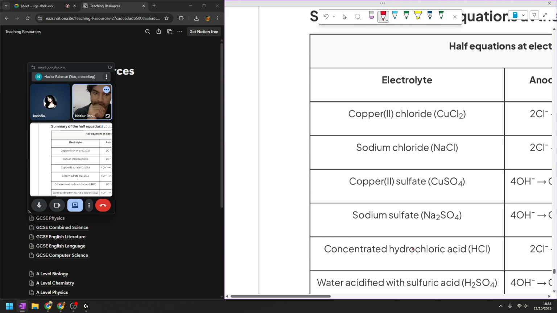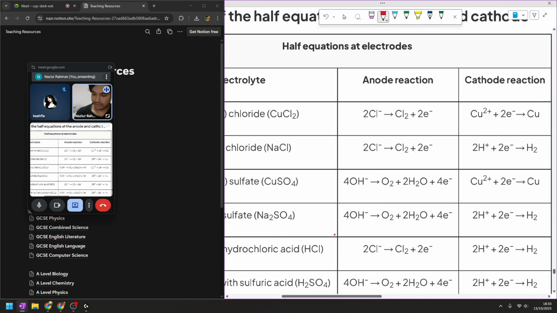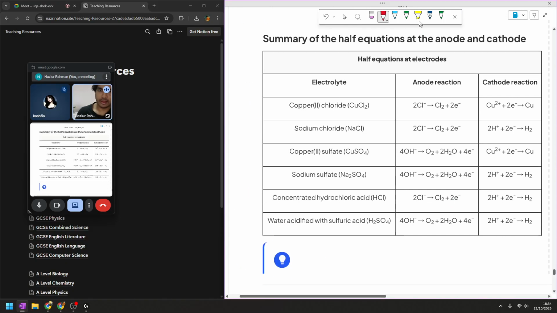So notice here that when the nonmetal is a halide, so chloride, then you always make the halogen, chlorine. When the negative ion is a sulfate, basically not a halogen, then at the negative electrode you make oxygen instead, right? Because the hydroxide is what's getting discharged, getting oxidized.